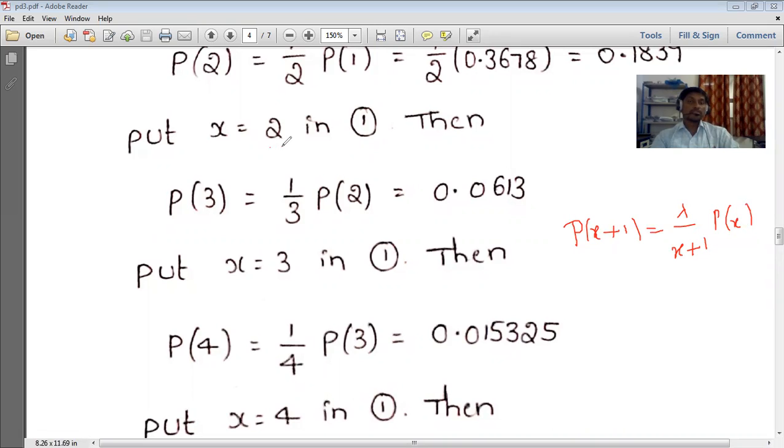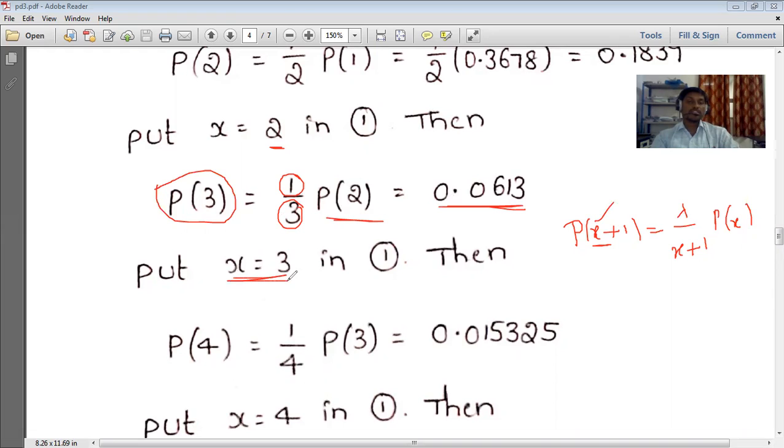So here we are substituting 2 in place of x. Here 2 plus 1 is nothing but 3, so we need p of 3. Lambda is nothing but 1, so 1 is substituted. x plus 1 is 3, and p of 2 is already calculated. So 1 by 3 into p of 2, then we get 0.0613.